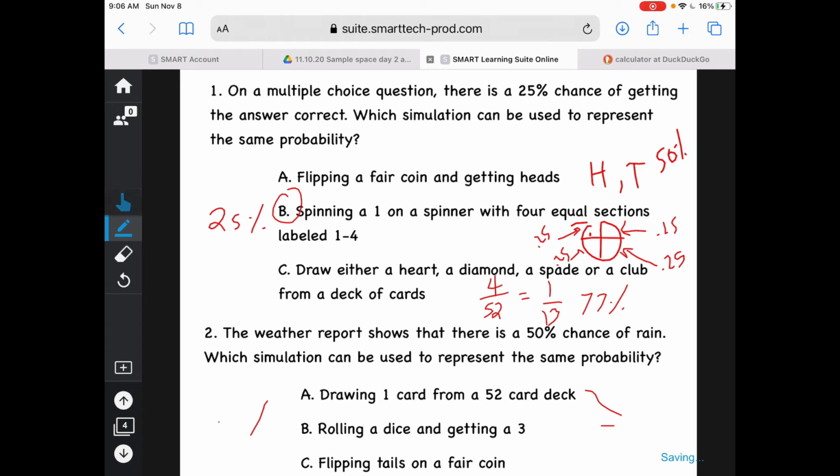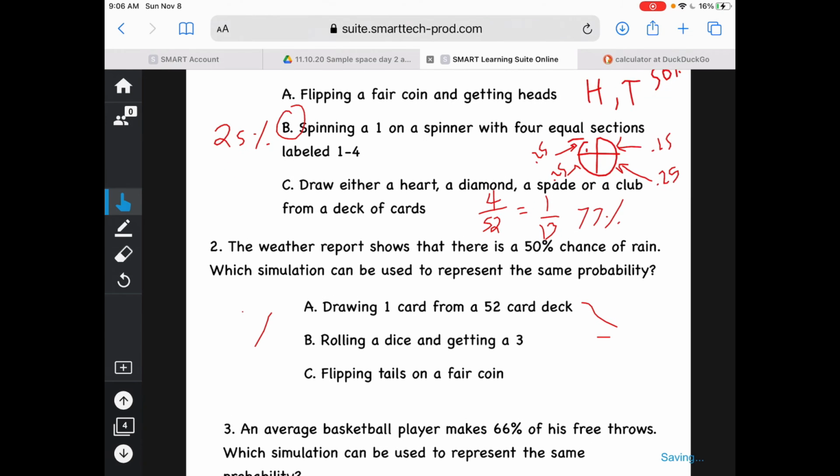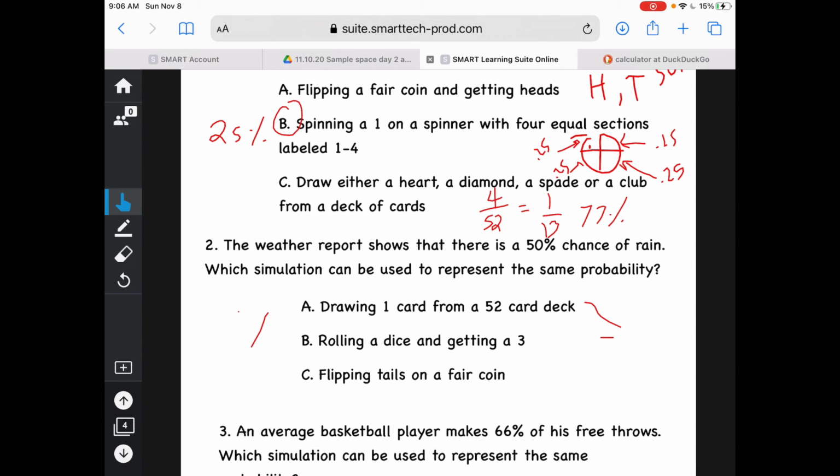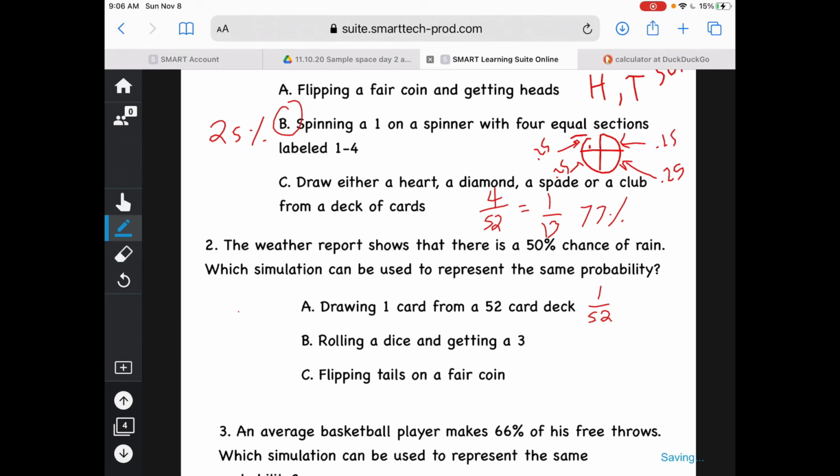Number 2 says, the weather report shows that there is a 50% chance of rain. Which simulation can be used to represent the same probability? So again, we're looking at the one that's going to give us a 50% likelihood. If we draw 1 card from a 52 card deck, that's 1 out of 52. Rolling a die and getting a 3, well, a die is 1 through 6. So if you get a 3, that's a 1 out of 6 chance. And then flipping tails on a fair coin. Well, you can either have heads or tails, so that's a 50% chance, so that would be C.